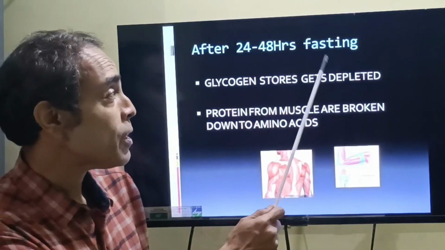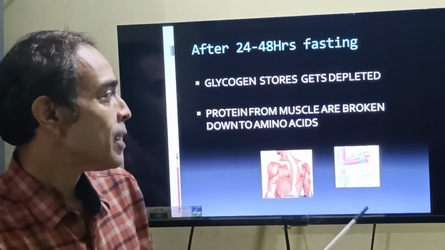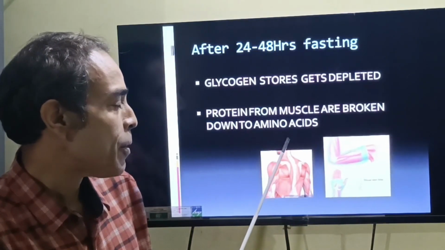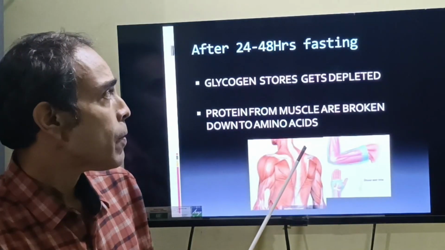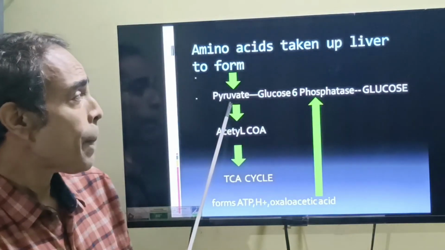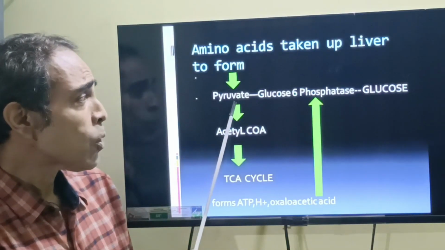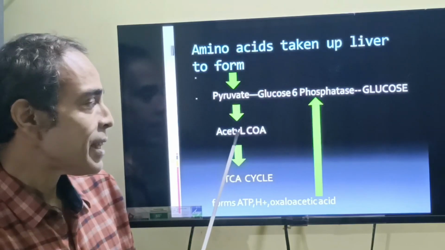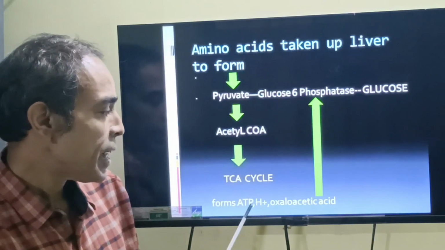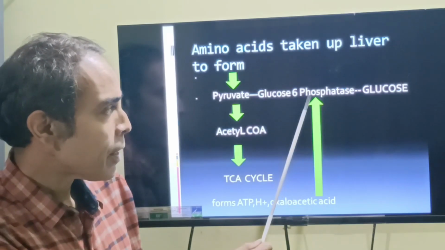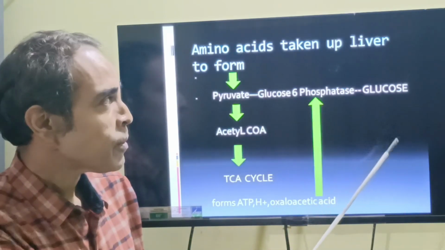Now after 24 to 40 hours, this becomes a little bit complicated. The glycogen stores get depleted. Now from the protein, muscles are broken down into amino acids. These amino acids are taken up by the liver, and they form pyruvate. Pyruvate is converted via glucose 6-phosphate to glucose, or it can enter again the acetyl coenzyme A TCA cycle to form ATP and oxaloacetic acid, and oxaloacetic acid can again be converted via glucose 6-phosphate to glucose.